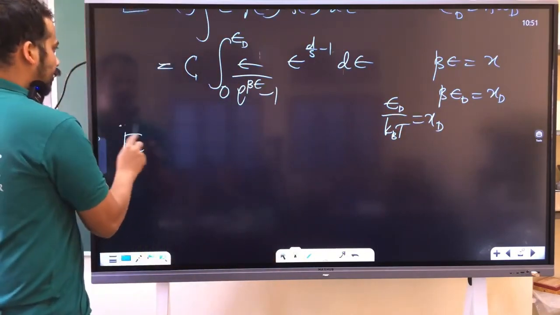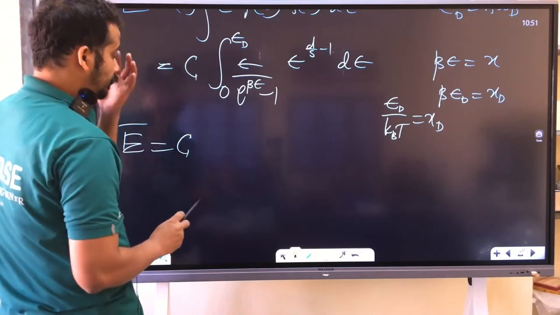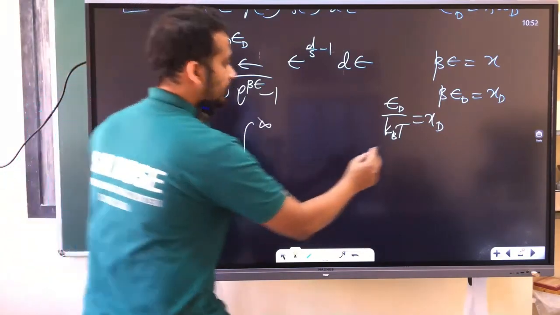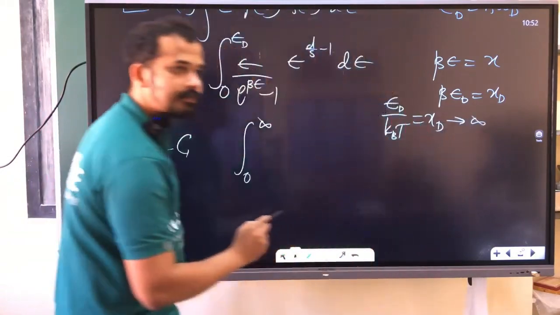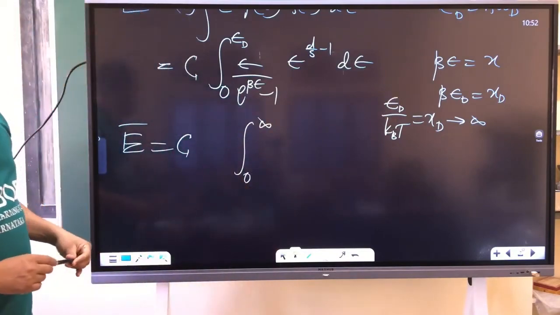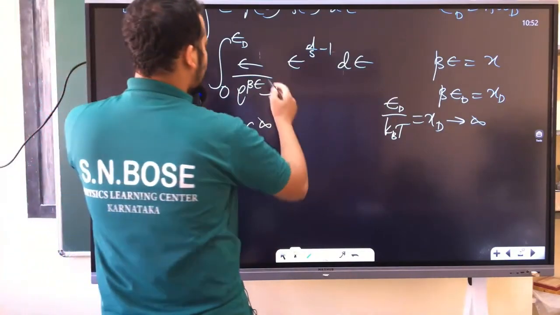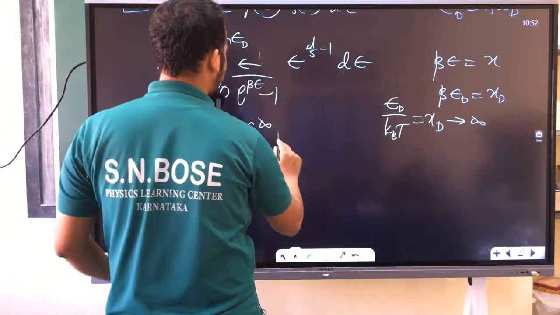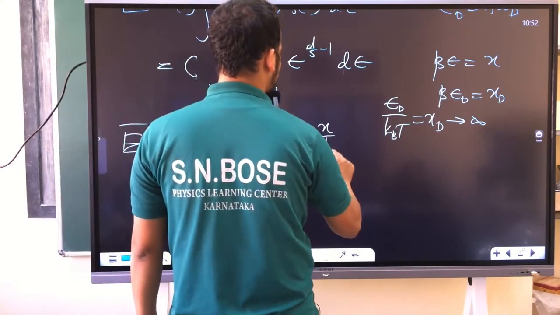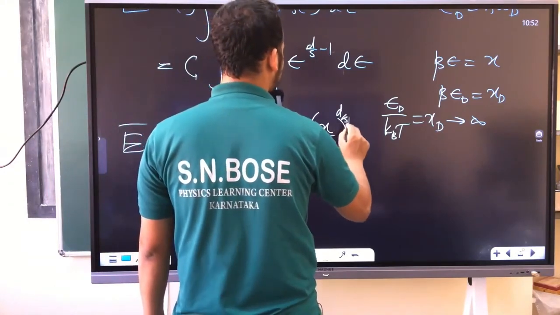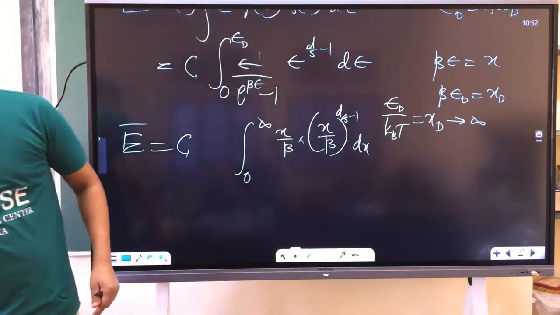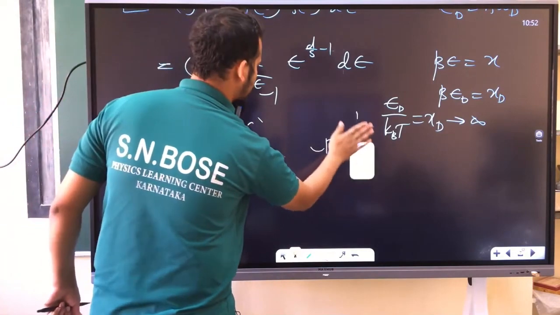The average energy is a constant times the integral, and because we substitute that, we write 0 to infinity, since x_D is very high at low temperature. Got my point? Then we make it 0 to infinity. So what is this one? E = x/β, giving (x/β) times (x/β)^(d/s - 1) dx. Sorry, I need to take care properly. How do you do it?